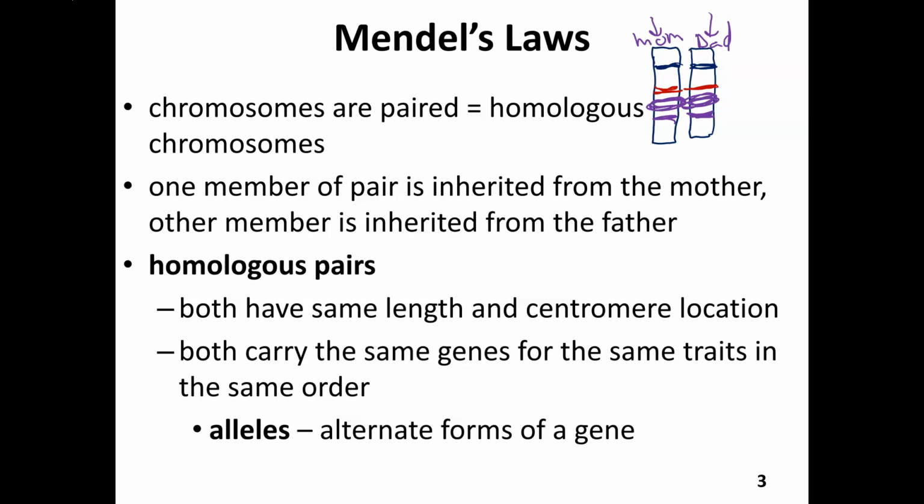So within the gene, we can have different types. So you can have a gene for hair color, and you can have different types of that gene. So some genes might code for brown hair, while other genes might code for red hair. And those are called alleles. So an alternate form of a gene is known as an allele.